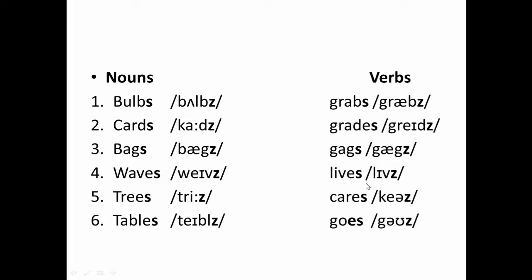Similarly, in all these verbs, the first form just before s is voiced. So it will become grabs, grades, gags, lives, cares. Here we have a diphthong, air, and this is a diphthong, o, go. All the vowels, pure vowels, diphthongs, triphthongs, are voiced. That's why when you pronounce them, this s is pronounced as z. So grabs, bulbs, goes.